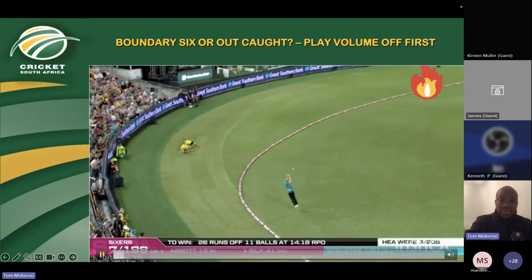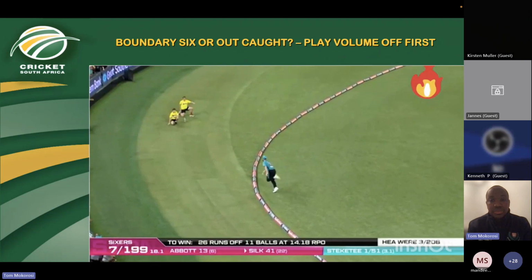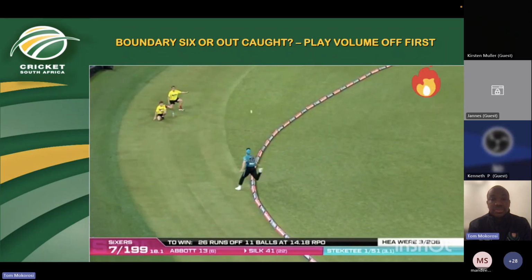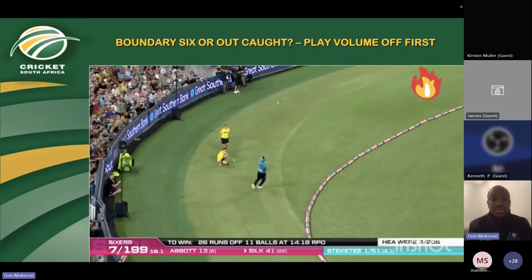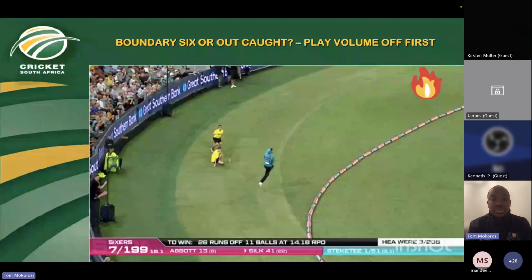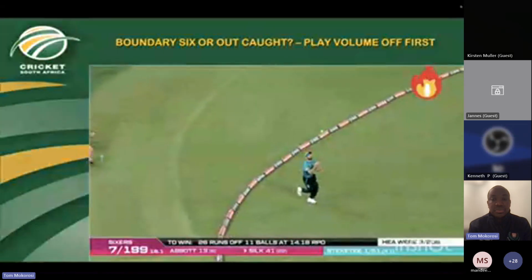I've seen Matt Renshaw do this before, and I'm pretty sure this is out. So if his feet are planted when he takes the catch again outside the rope, it's 6. So if he makes the first contact from where he jumped inside the rope, and then when the last contact is made, he's back inside the rope, it's out.